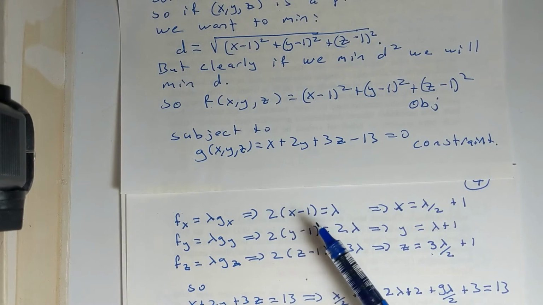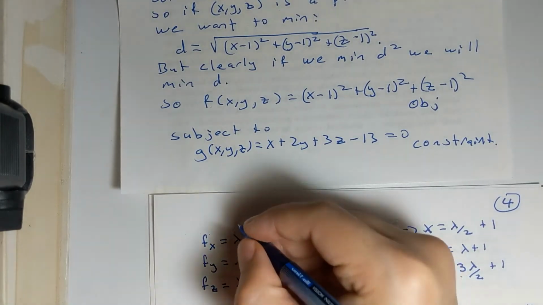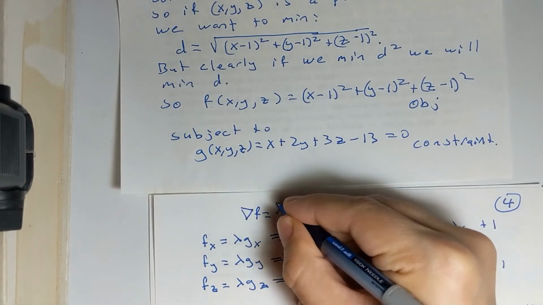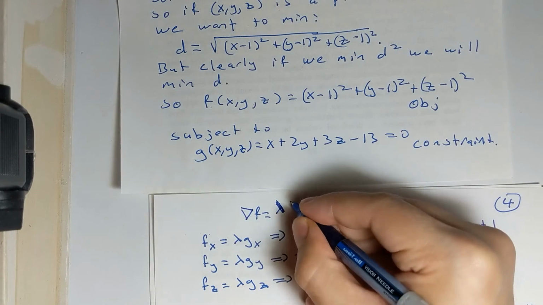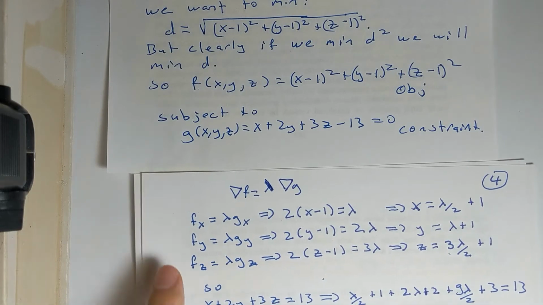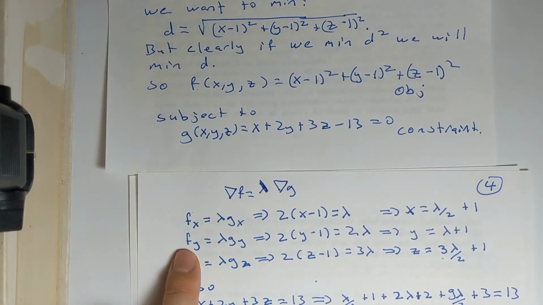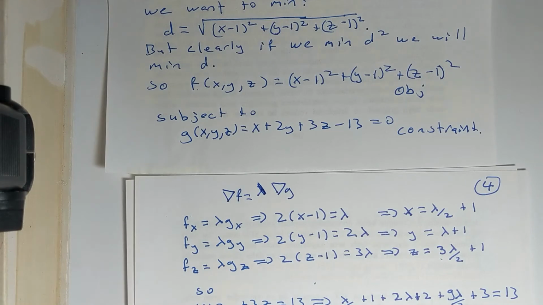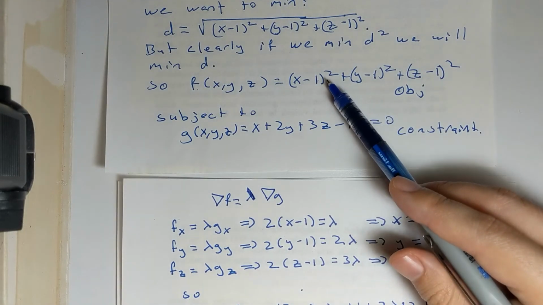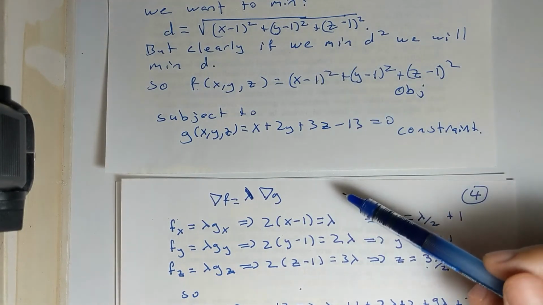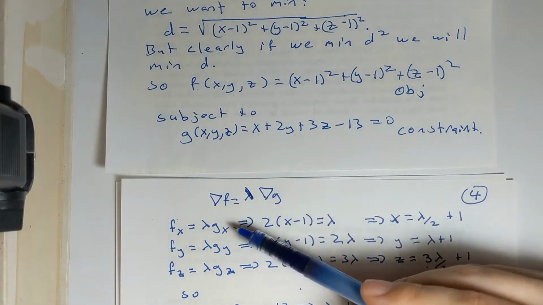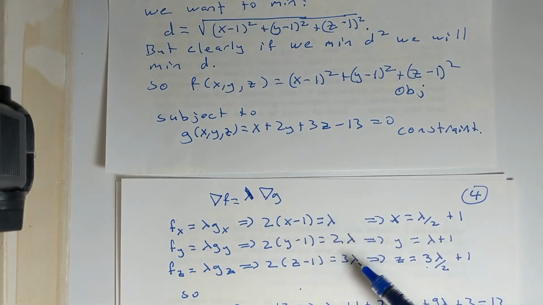So let's get our formulas straight. We want to use the fact that the gradient of f is lambda times the gradient of g, which means their partials are constant multiples of each other. So f sub x is lambda g sub x, f sub y is lambda g sub y, and f sub z is lambda g sub z. Let's take the derivative of f with respect to x. We get 2 times (x minus 1); the derivative of the inside is just 1. The derivative of g with respect to x is just 1, so 1 times lambda. So we have 2(x minus 1) equals lambda.